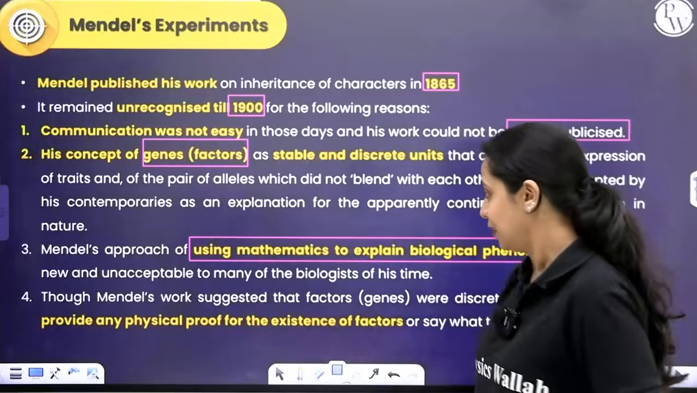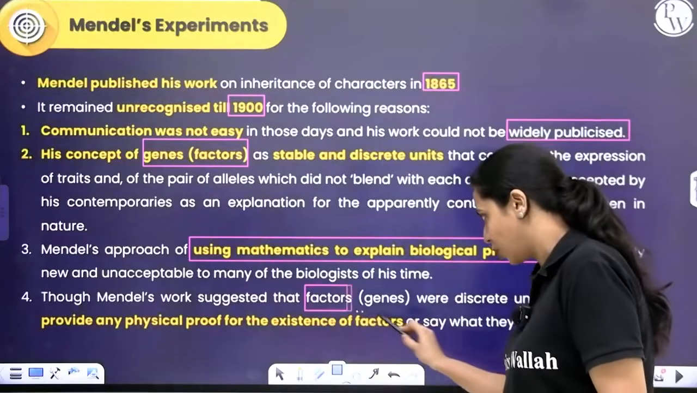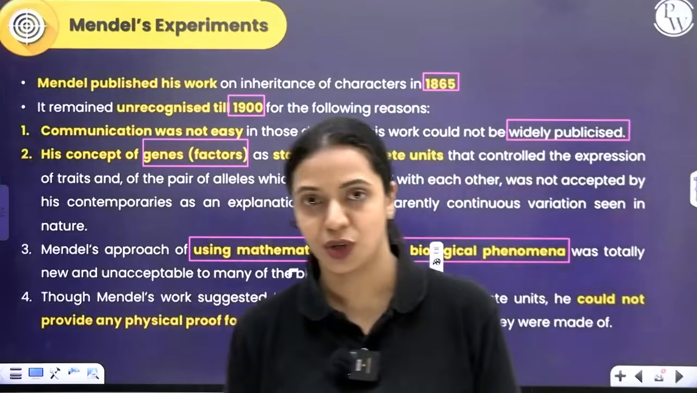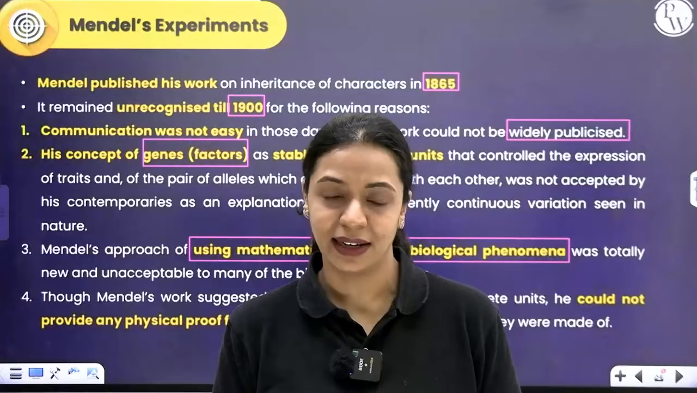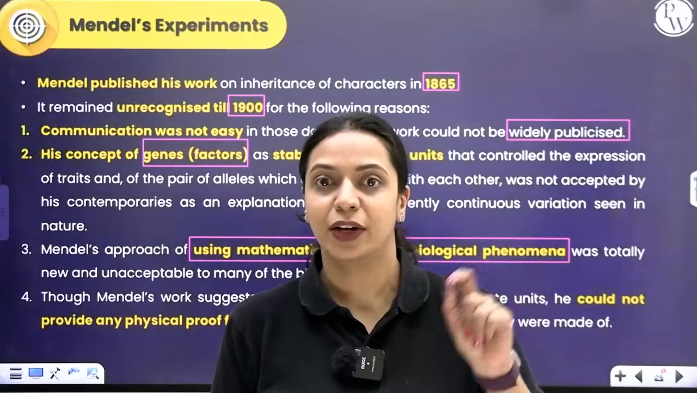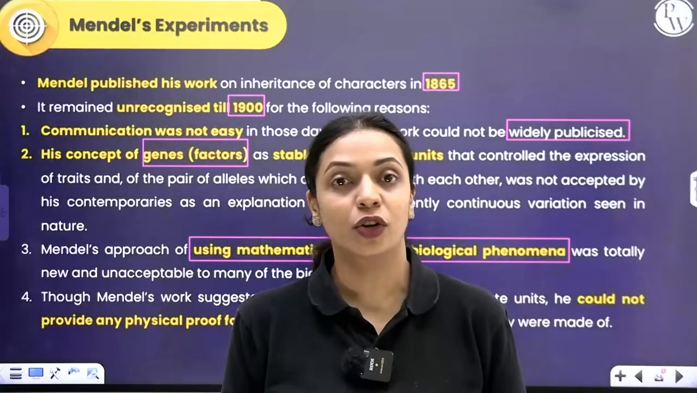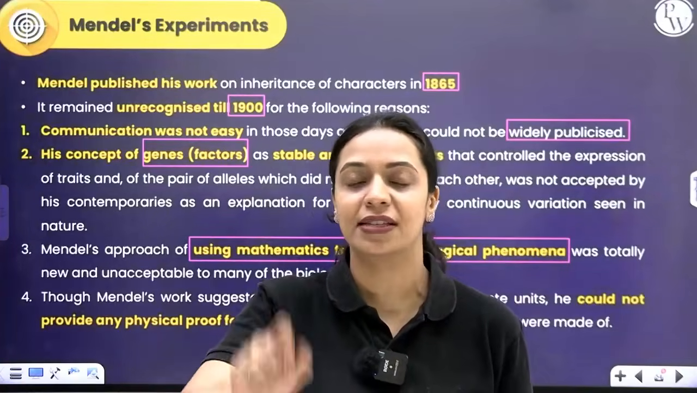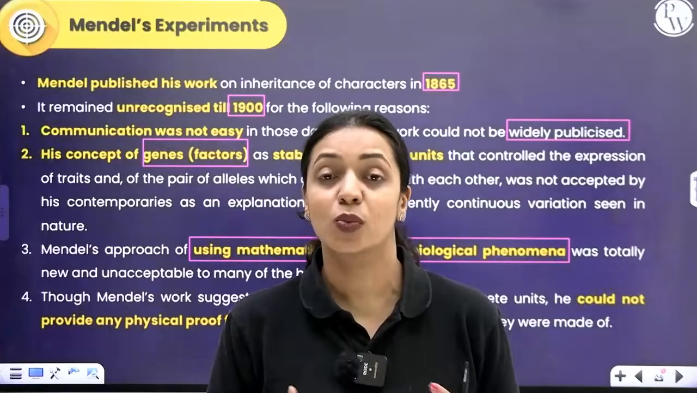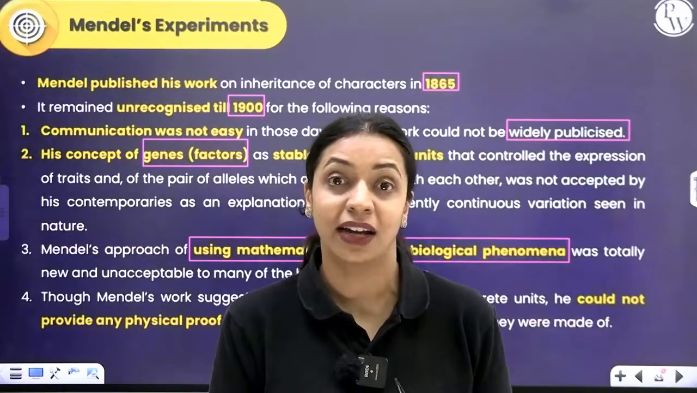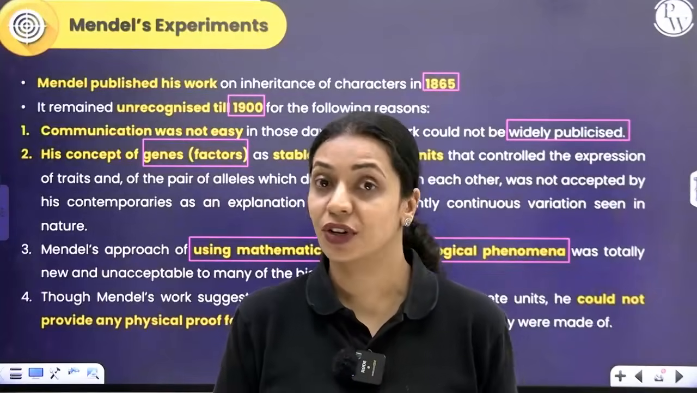And finally, he said that there is something called a factor that is getting passed on from one generation to another, but he couldn't provide any physical proof for it. He couldn't tell that factors exist inside cells, that they are present in chromosomes, that they are basically DNA. He could not provide physical proof for the existence of factors inside our bodies. And these are some of the reasons why his work remained undiscovered, unaccepted and not publicized for a really long period of time.